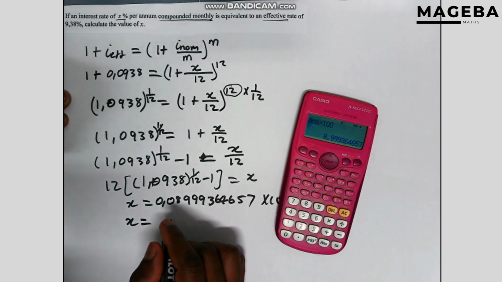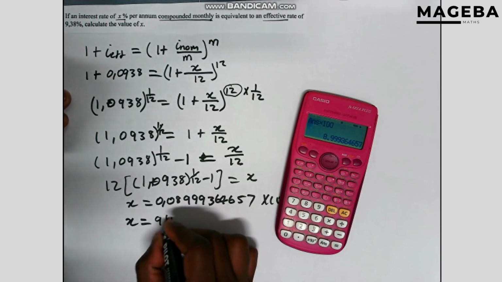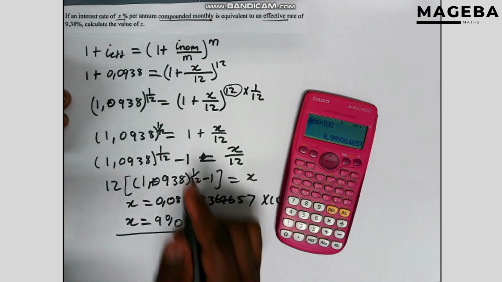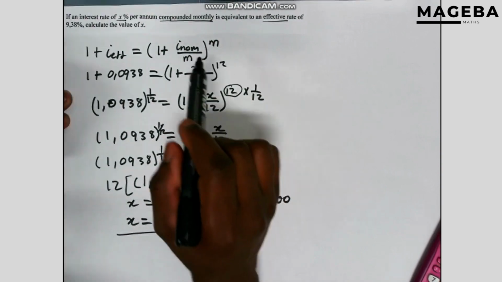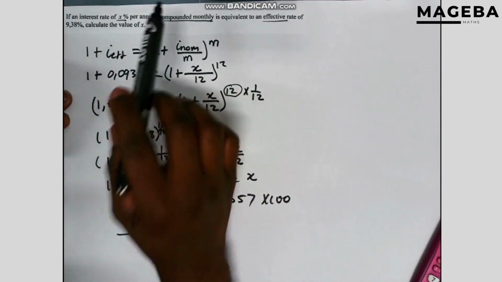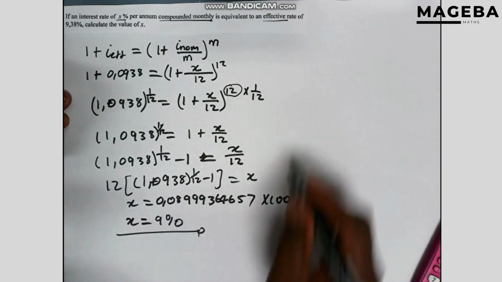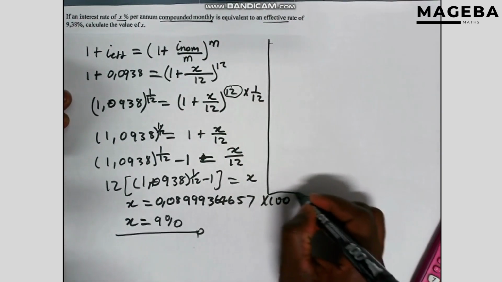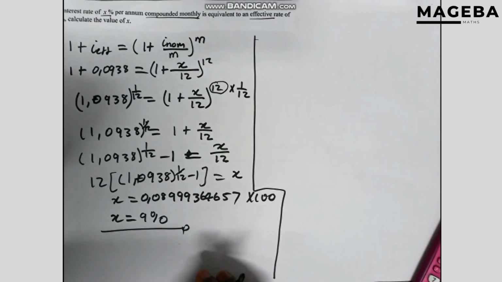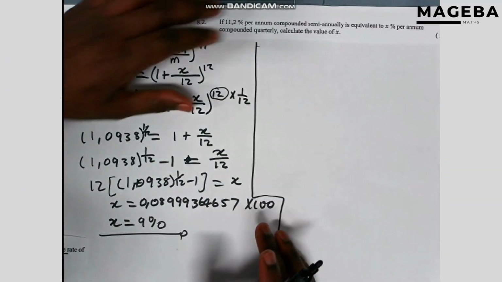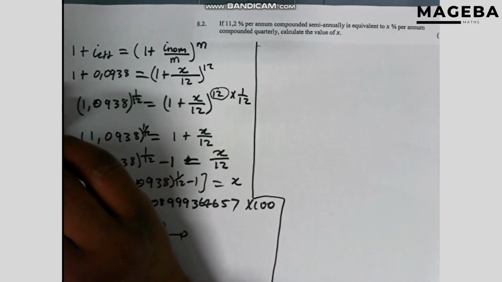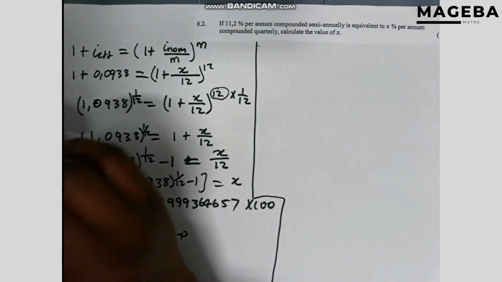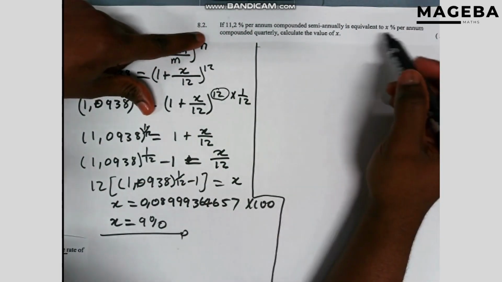Something that you need to note here is in the statement. Please notice that it's very important for the question that I'm going to do right now. Now from this question, it's saying if 11.2% per annum compounded monthly is equivalent to the x% per annum compounded quarterly.